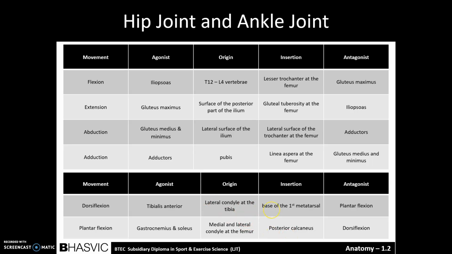The tibialis anterior and the gastrocnemius and soleus work as an antagonistic pair. So when one is the agonist, the other will be the antagonist. So ignore that column there.